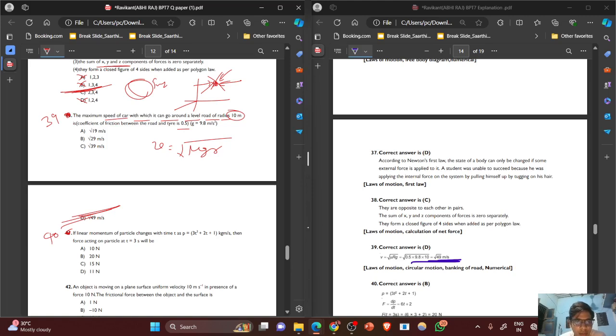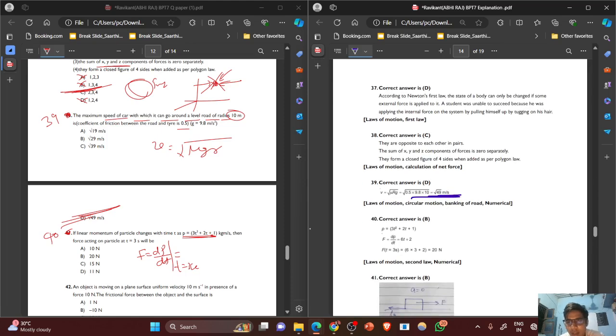If the linear momentum is given in this way, then force equals dp by dt, as you know. It will be at t equals 3 seconds. Just calculate the force at t equals 3 seconds. Just differentiate it and calculate. Once you differentiate, it will be 6t plus 2, put the value of 3. 6 times 3 is 18 plus 2, 20 Newton. 20 Newton means option B is your correct answer.